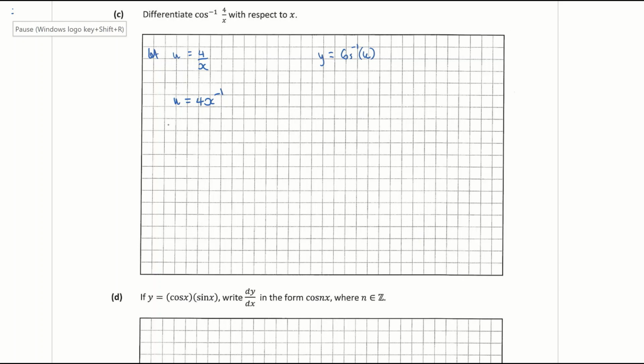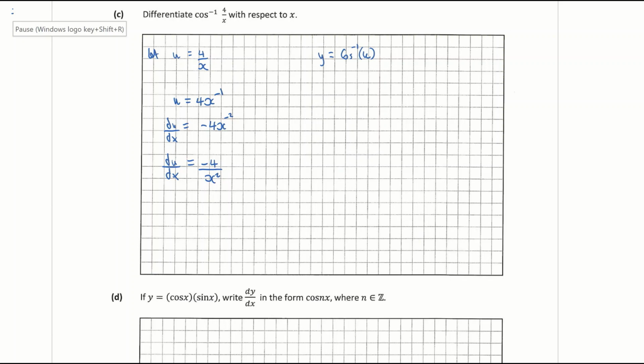And now I differentiate it and I get du dx is equal to reducing the power by 1 and multiplying it down to the coefficient of the x, so minus 4x to the negative 2. So that's it differentiated. And if I want to turn it back into fraction form, that will be minus 4 over positive x squared.